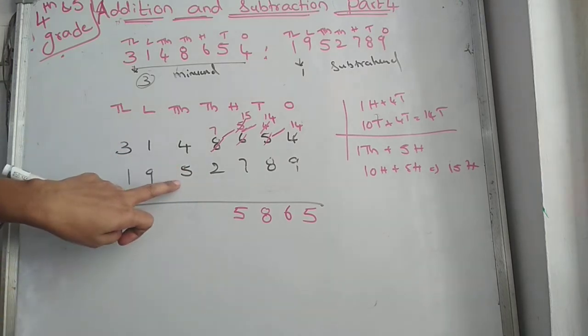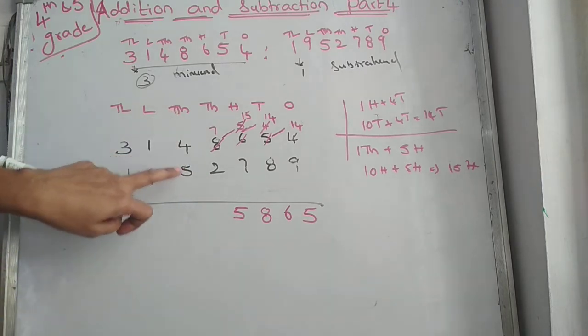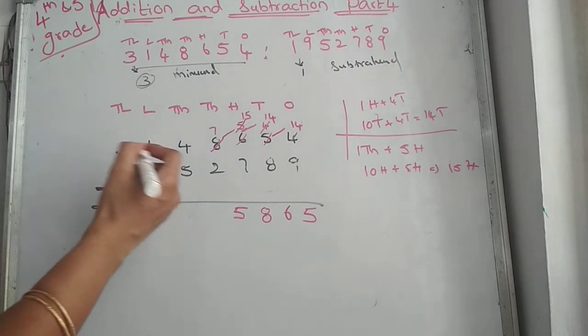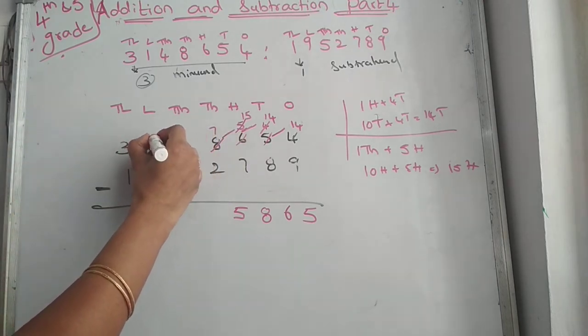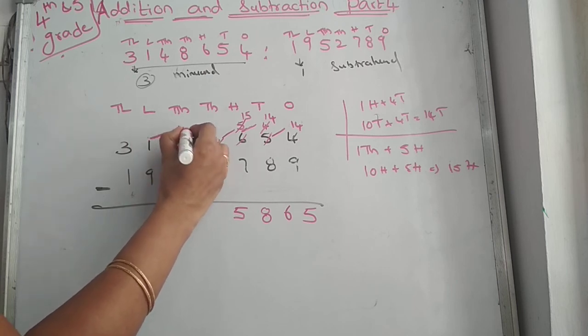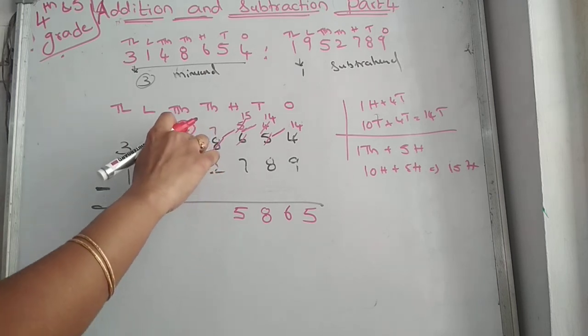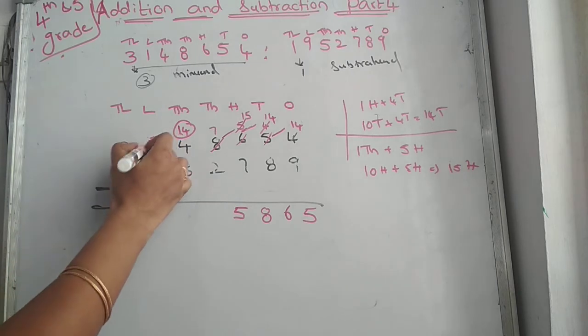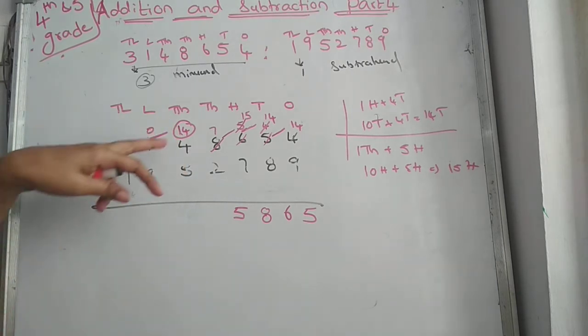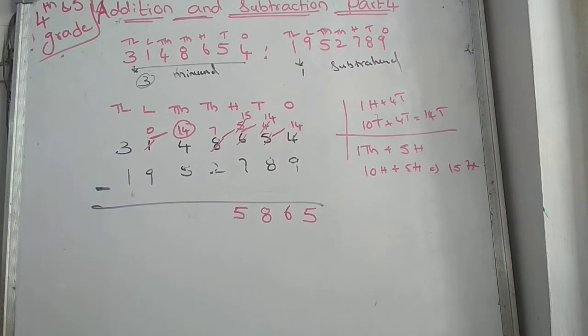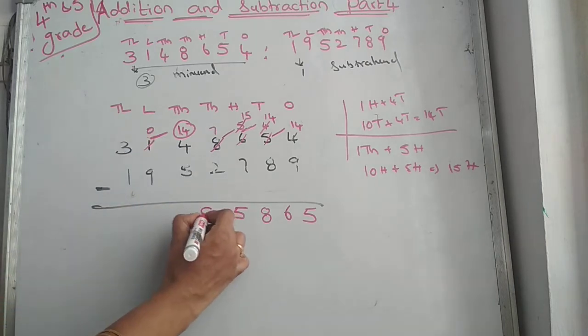See here, observe again. See 4 and 5 in the 10,000 place. 4 is a small number compared to 5, so we will do borrowing here also. The number becomes 14. Here the number will be 0. Okay, so 14 minus 5. How much? 14 minus 5 means 9.